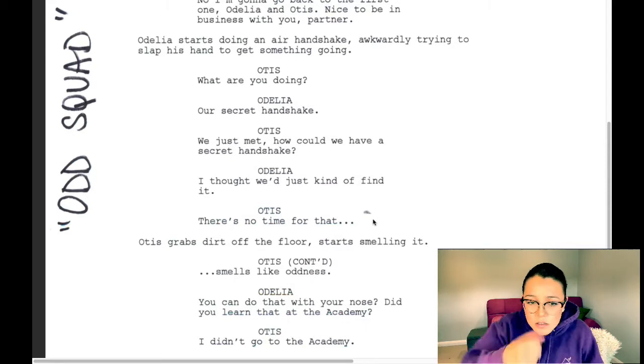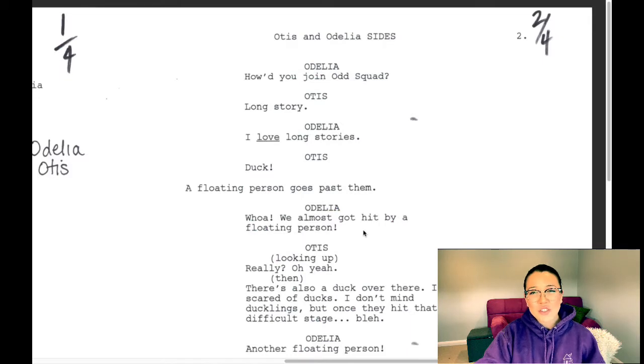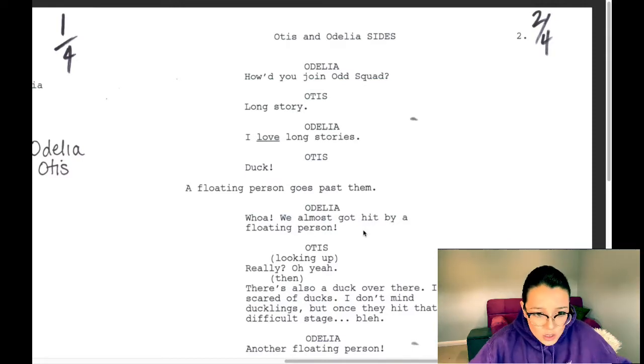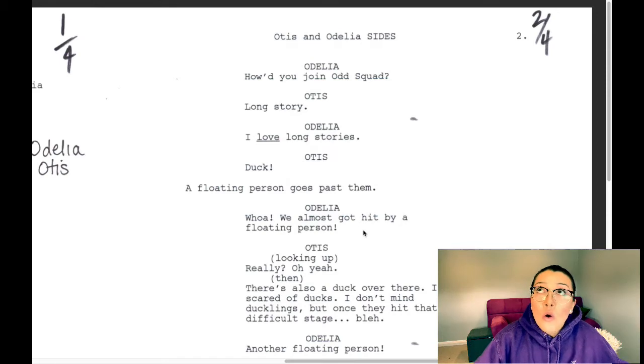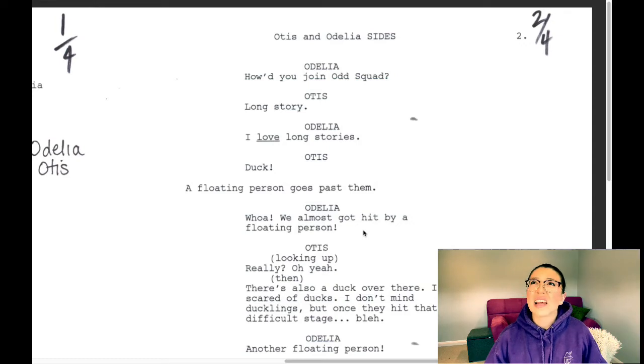There's no time for that. Smells like oddness. You can do that with your nose? Did you learn that at the academy? I didn't go to the academy. How'd you join Odd Squad? Long story. I love long stories. Duck. A floating person goes past them. Whoa! We almost got hit by a floating person. Really? Oh yeah. There's also a duck over there. I'm scared of ducks. I don't mind ducklings, but once they hit that difficult age, blah.